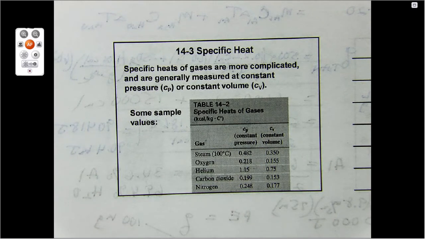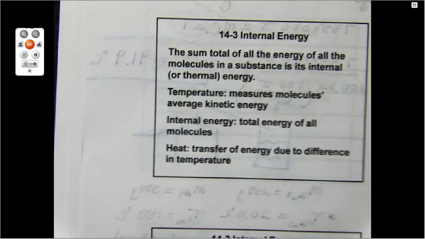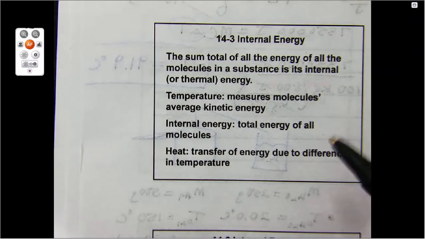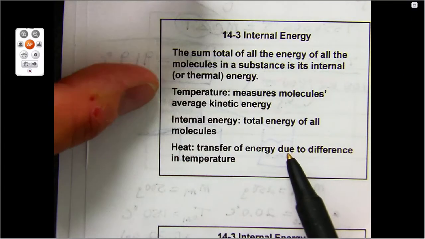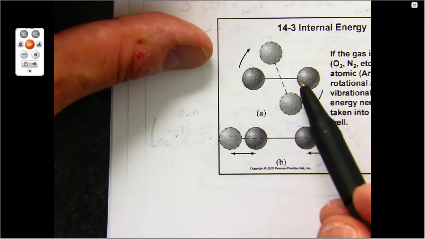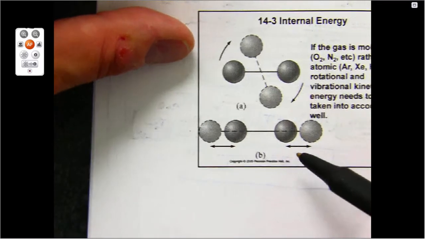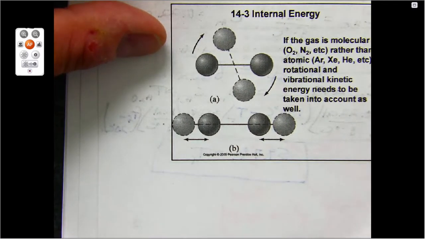Now, we talked about this a little bit. The internal energy, how much vibration there is of these molecules back and forth hitting each other, but also within the bond. So if you have nitrogen and oxygen that are bonded together, these are vibrating back and forth and things like that.